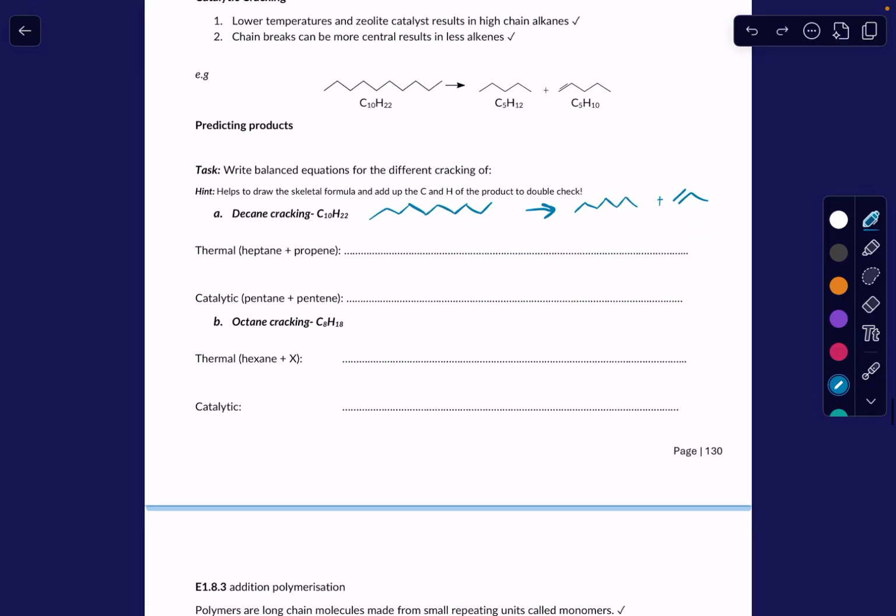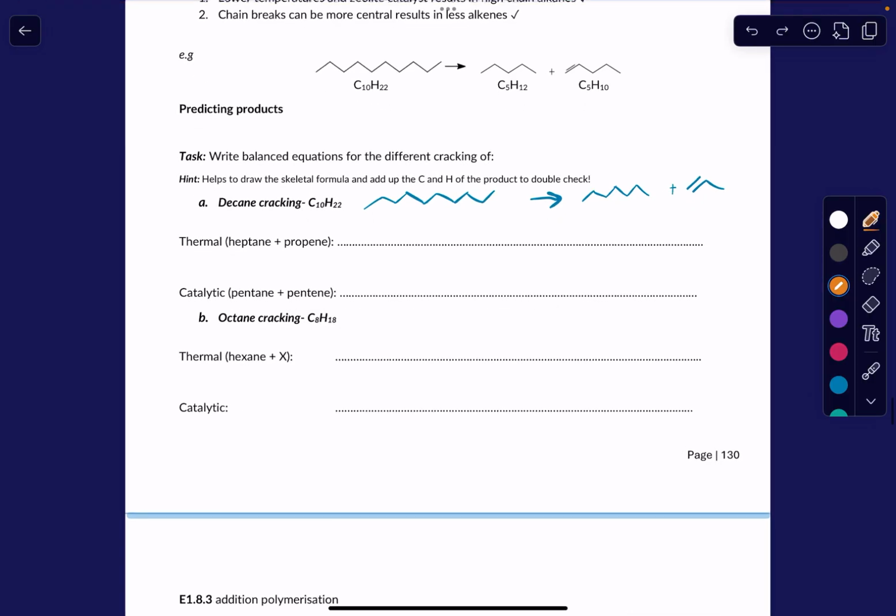For catalytic, I'm going to do the opposite for you. So we got pentane and pentene, and we're cracking decene. So what I've got is I've got C10H22. We're going to add a zeolite catalyst to this, and we're going to try and split it in half as evenly as possible. So I'm going to have pentane, which is 5. So I'm going to go C5. Pentane is an alkane, so double it, add 2. It's H12. Plus my pentene, which is C5, H10. I just wrote 10, I don't know why.